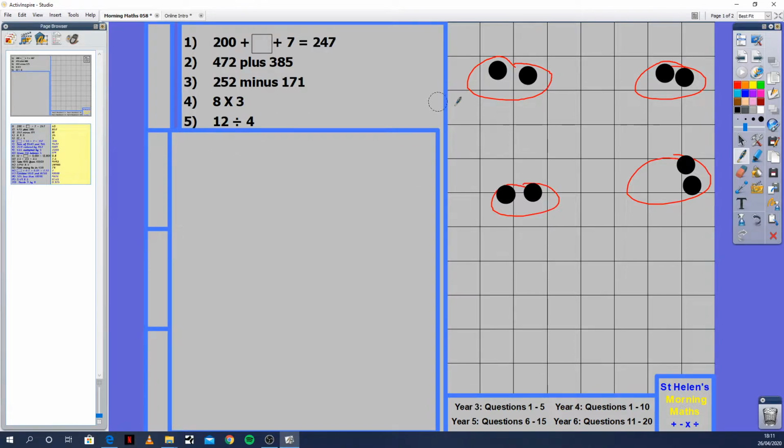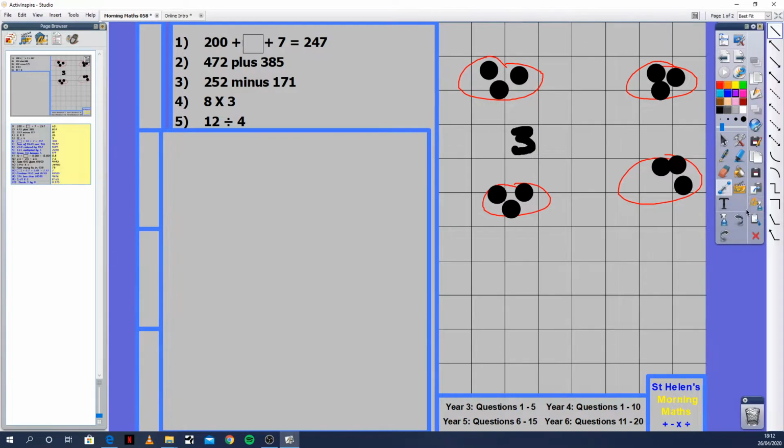Have I got 12 yet? No. Got to keep going. So I'm going to start counting now, because if I get to 12, I need to stop. So I'm going to say 9, 10, 11, 12. Straight for 12. So now, how many are in each bag? That's what I have to find out. How many sweets are in each bag? There's 3 in that one, 3 in that one, 3 in that one, 3 in that one. I was able to share 3 sweets into each bag.